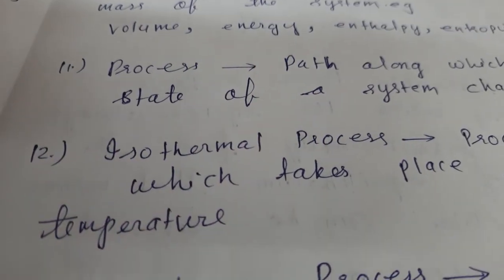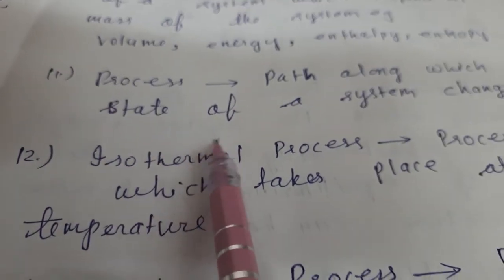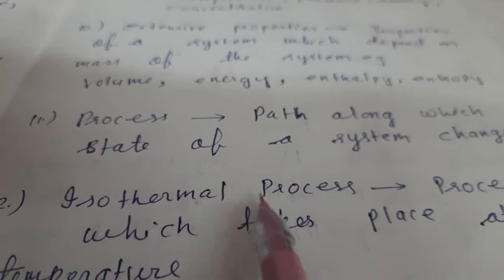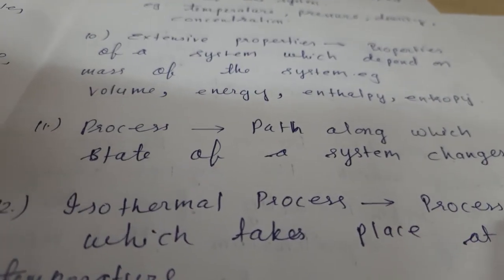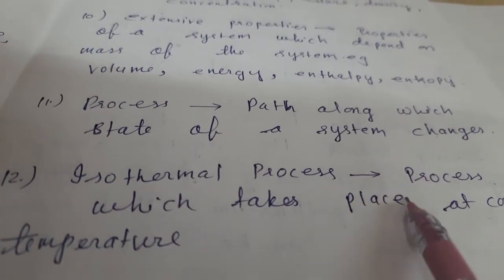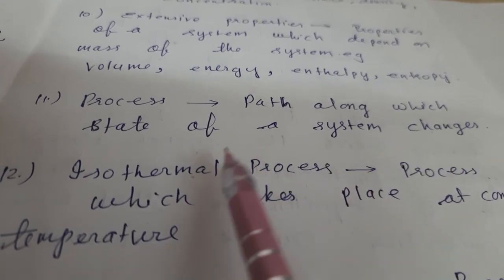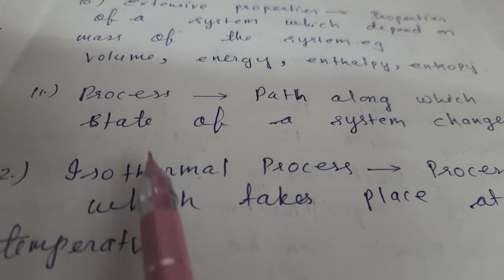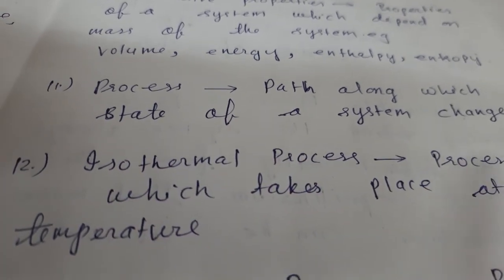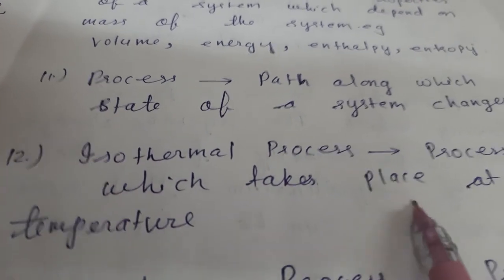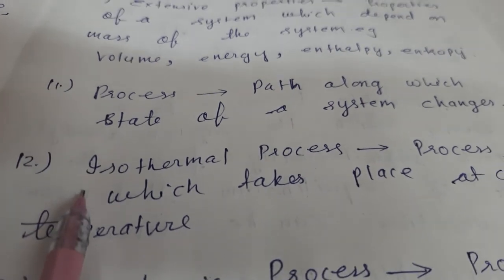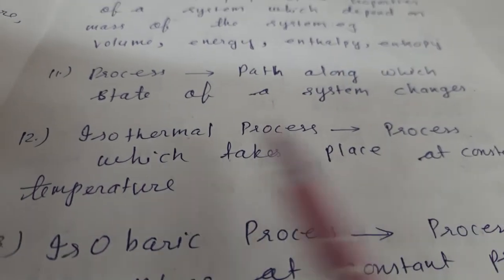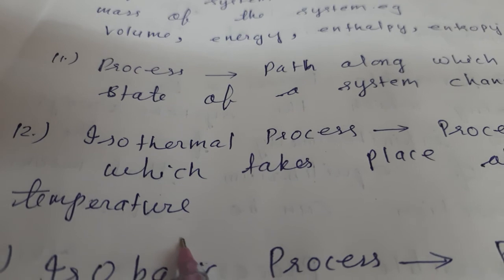Now let me explain a few interesting terms. One is process. Path along which the state of a system changes is known as process. कोई भी process होती है ना, जैसे एग्जाम की एक process है, जैसे तुमने आज टेस्ट दिया होगा उसकी एक प्रोसेस होगी. तो द पाथ अलॉन्ग विच द स्टेट ऑफ ए सिस्टम चेंजेस इज नोन एज प्रोसेस. देन आइसोथर्मल प्रोसेस. बेटा आइसो मीन्स सेम. ओके. प्रोसेस विच टेक्स प्लेस एट कॉन्स्टेंट टेम्परेचर इज नोन एज आइसोथर्मल प्रोसेस.